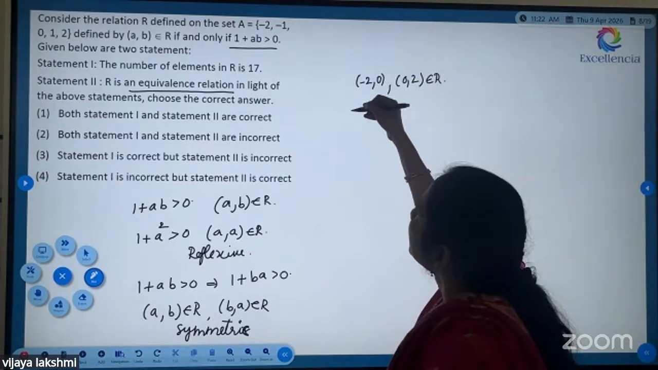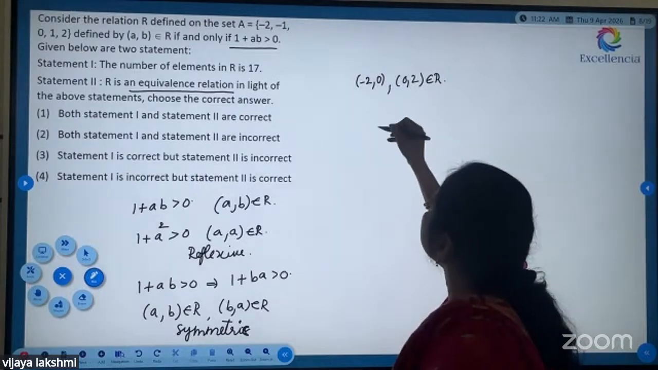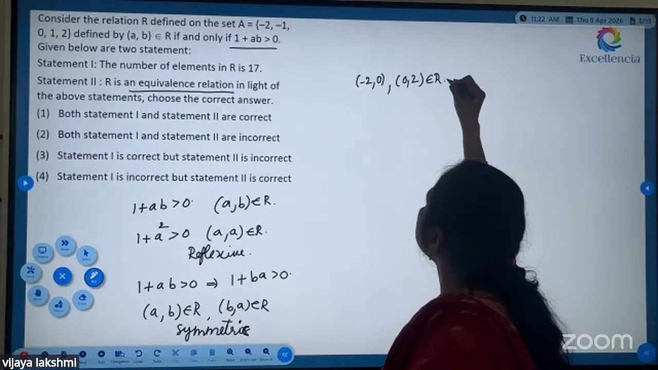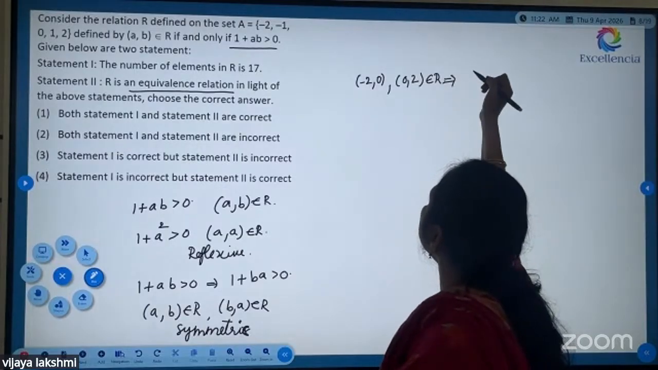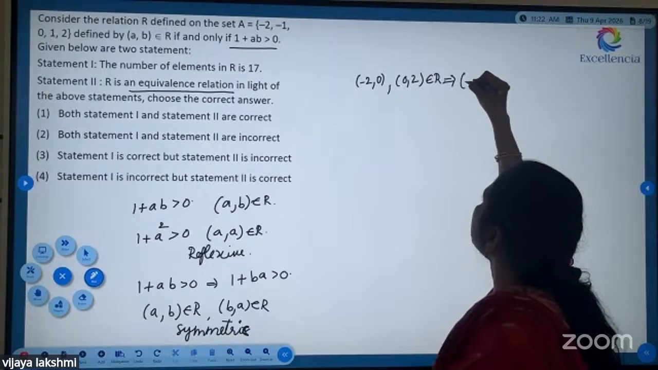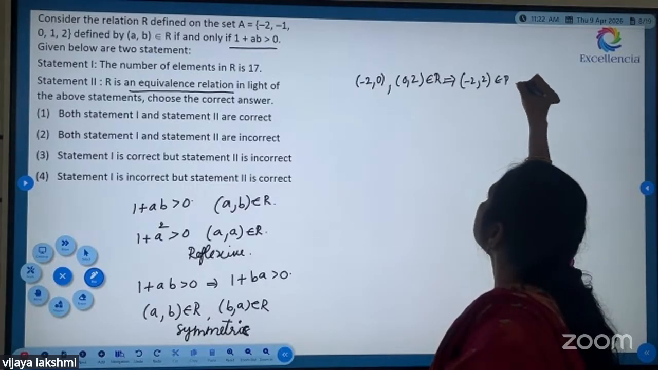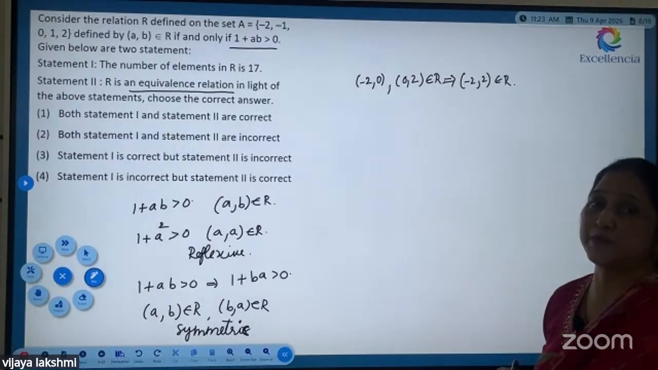Anything you get, minus 1, and also you can write it minus 2. It's compulsory that if it is transitive, then minus 2 comma 2 must belong to R. Then we can say that it is transitive.